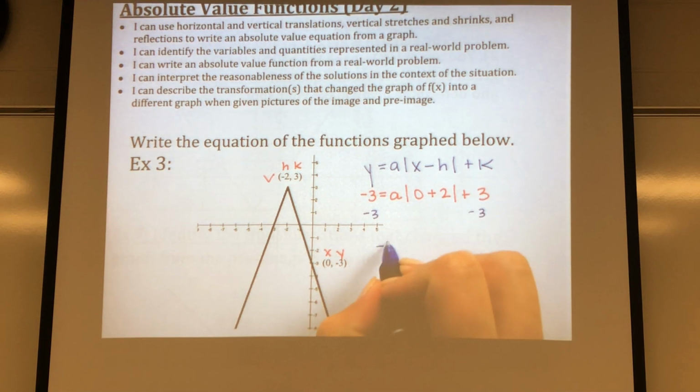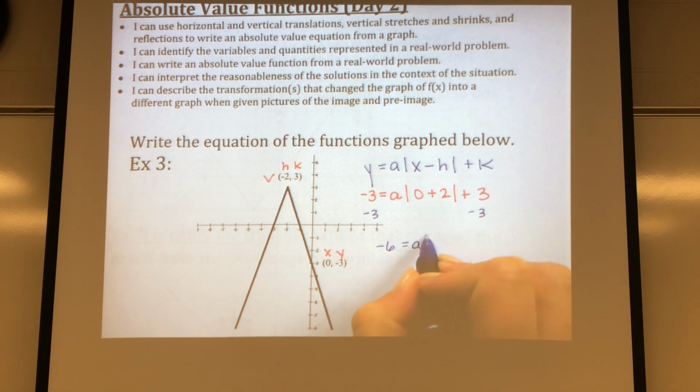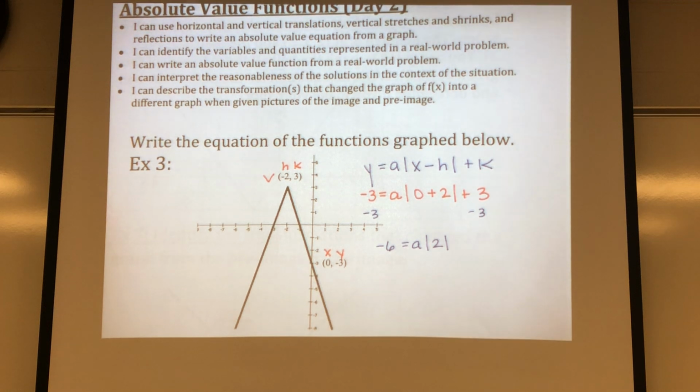If not, you'll be in danger of accidentally doing things in the wrong order of operations. So we have -6 equals a times the absolute value of 2. Absolute value of 2 is, of course, 2. So we can just divide that 2 on both sides, and we find out that a equals -3.